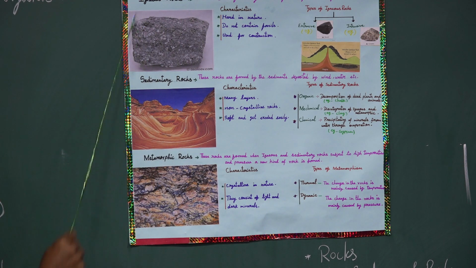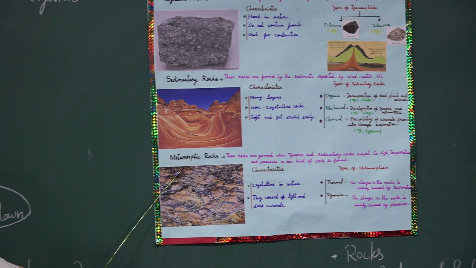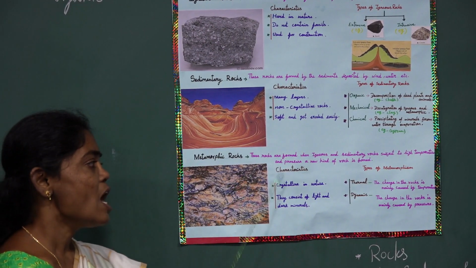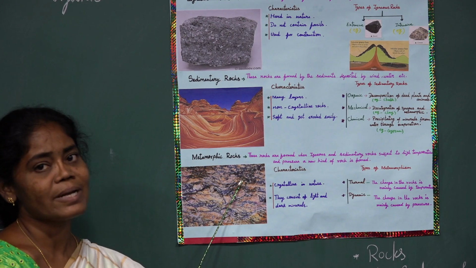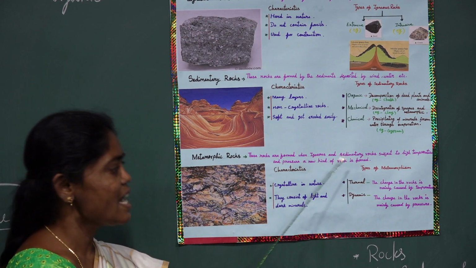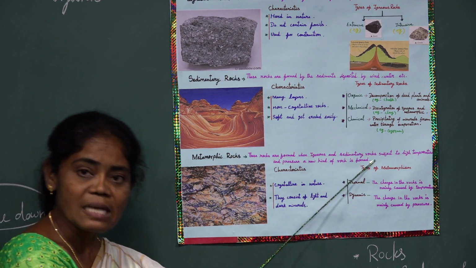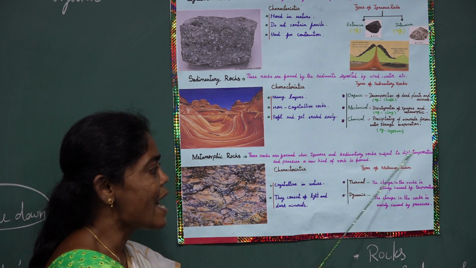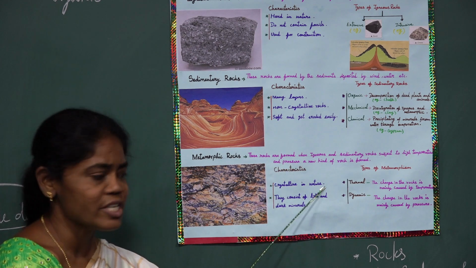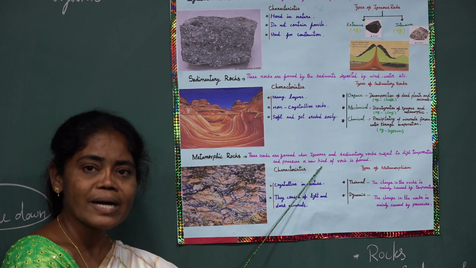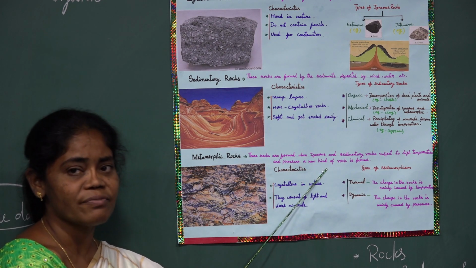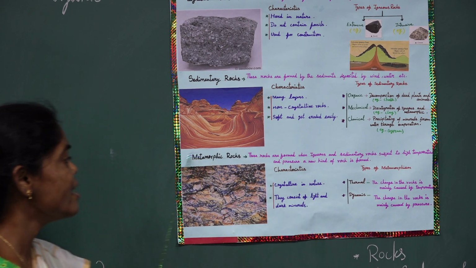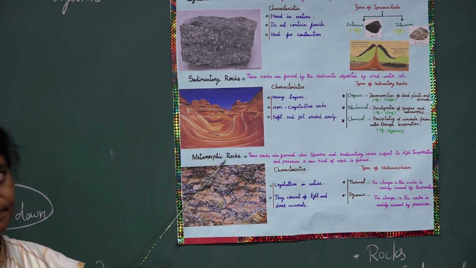Now we have seen two types, igneous rocks and sedimentary rocks. The last one is the metamorphic rock. How is this metamorphic rock formed? From the igneous and sedimentary rocks, it is subjected, heated to high temperature and pressure. A new kind, that is new shape of rock is formed, that is called metamorphic rock.